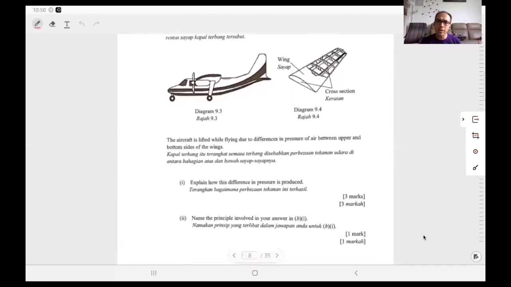So notice that just now was Archimedes' principle, then suddenly question B talks about aircraft. Since there's a difference in pressure, this is talking about Bernoulli's principle, also another famous name that is always misspelled. I will come back to this in a little while, but let me go to the 10-mark question first.